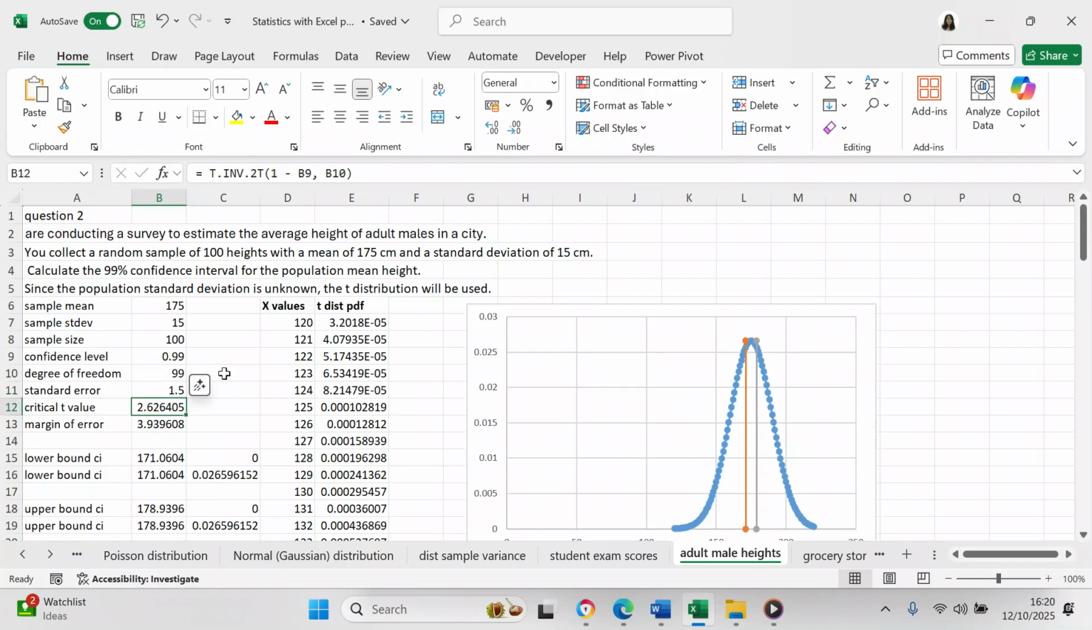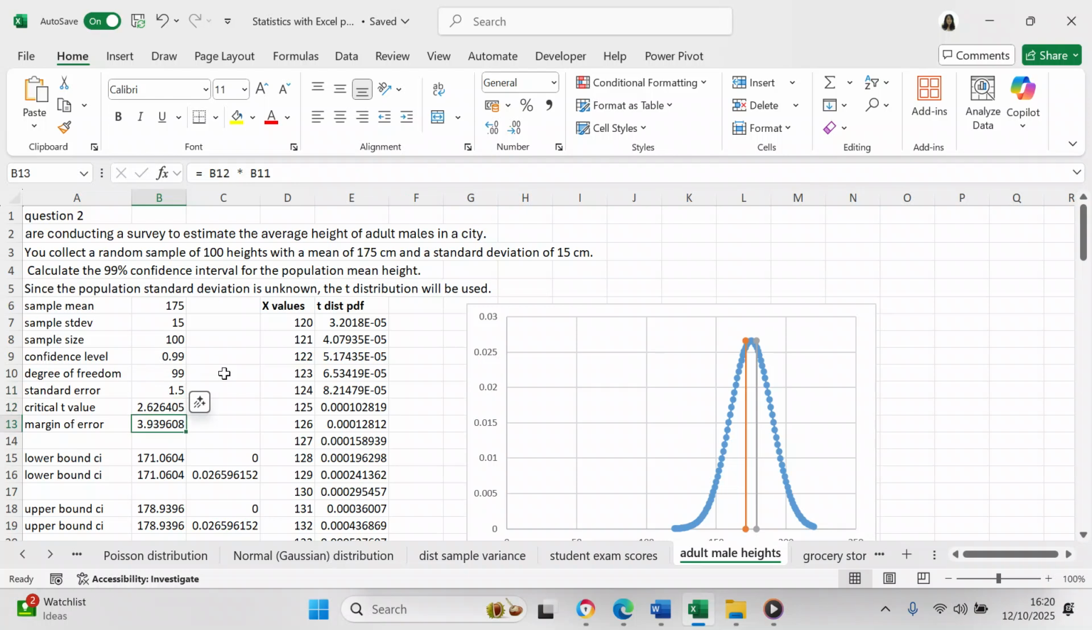Critical t-value is T.INV.2T, so T means it's a t-distribution, and 2T means it's two-tailed. Brackets, 1 minus B9, that's 1 minus 0.99, comma, B10, which is your degree of freedom. So you got a 2.626.